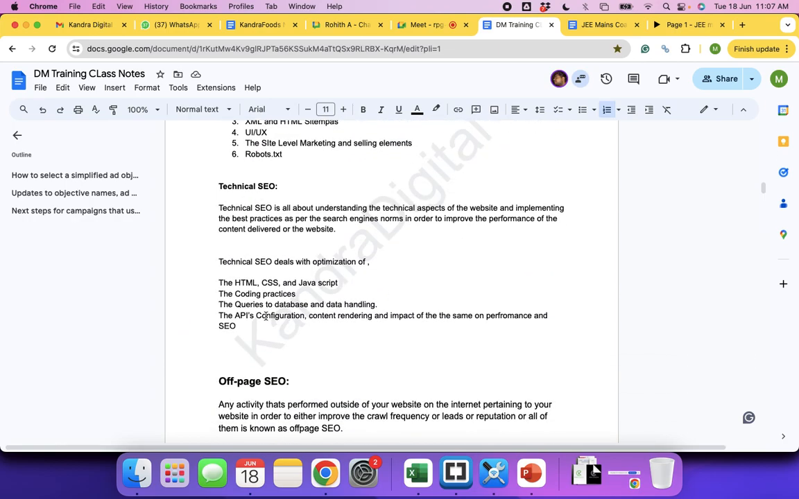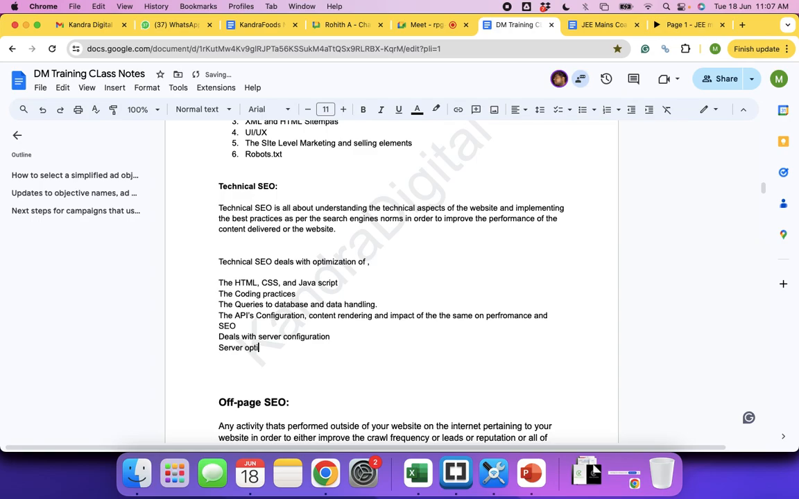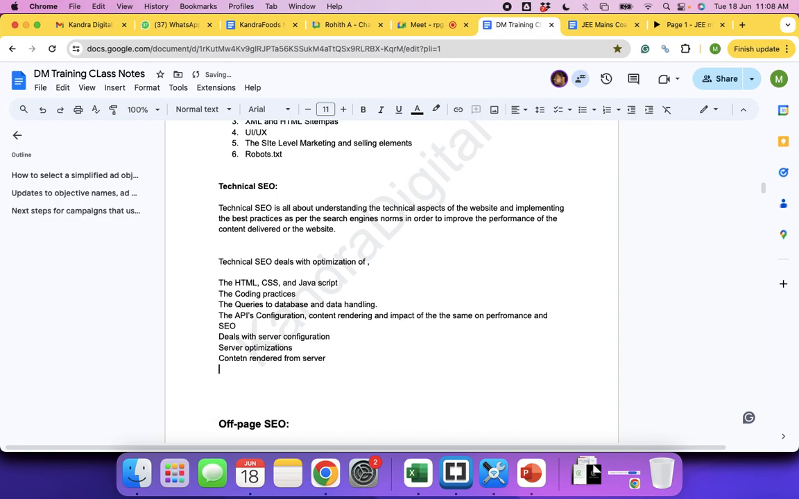Deals with server configuration, server optimization, content rendered from server, IP based content serving.